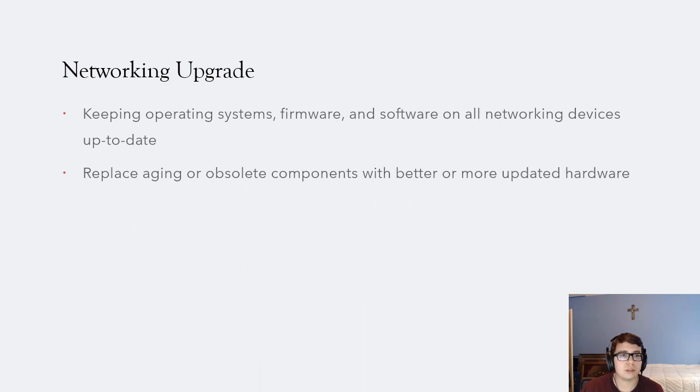Next is the networking upgrade. That is keeping operating systems, firmware, and software on all networking devices up to date. It replaces aging or obsolete components with better or more updated hardware. Say for example you had a switch which only had a throughput of maybe 1 gigabit per second for each port, and there came a new switch that allowed 10 gigabits per second on each port. Part of what a network technician would do is configure and change up all the rules on that new switch to make it identical to the last one while keeping all the benefits of the improved technology.